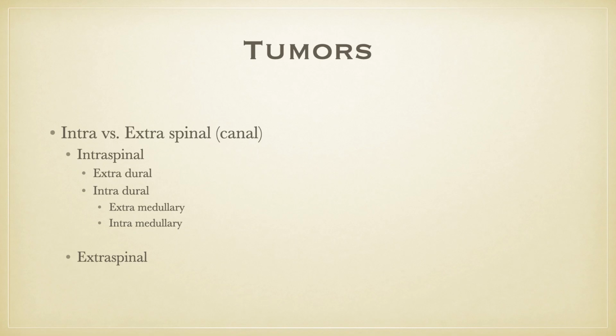But these are things to consider and keep in mind when you are finding things that are inconsistent, that don't match up. So when we talk about tumors, there are two main types. There's either intraspinal, or intracanal, or extraspinal. Intraspinal is split up in different ways. There's either outside the dura or inside the dura. And then if it's inside the dura, is it outside the cord or is it inside the cord?